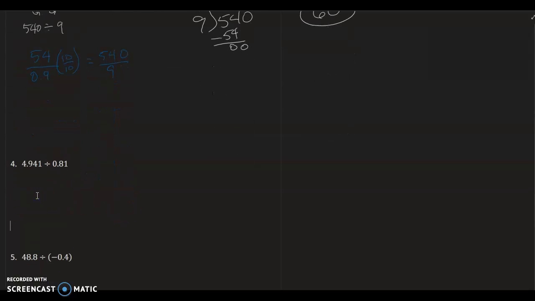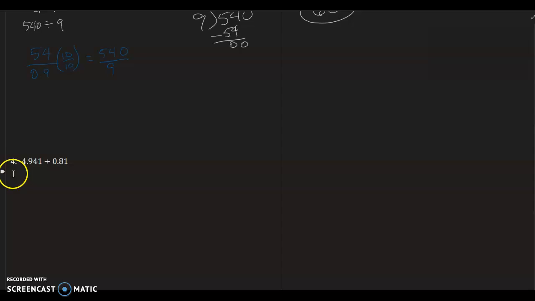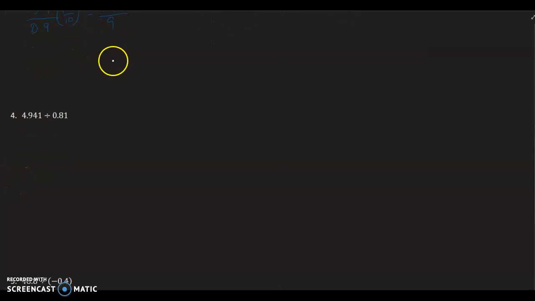My next one here, I've got 9 and 400. Sorry, I got those numbers switched up. 4 and 941 thousandths divided by 81 hundredths. So I need to move this decimal point here twice to make it an 81, which means I need to move this one twice. So this one would be 494.1.